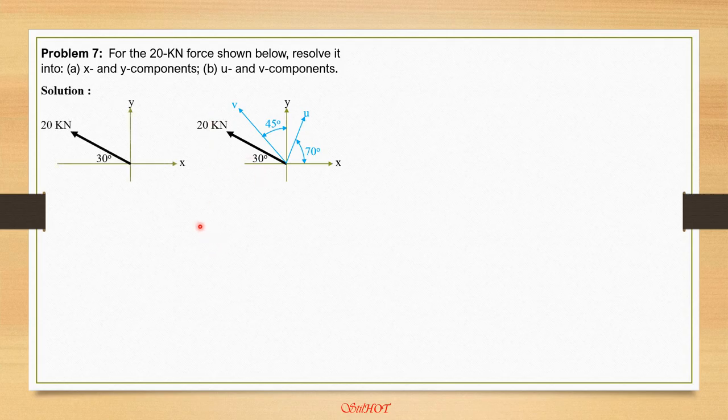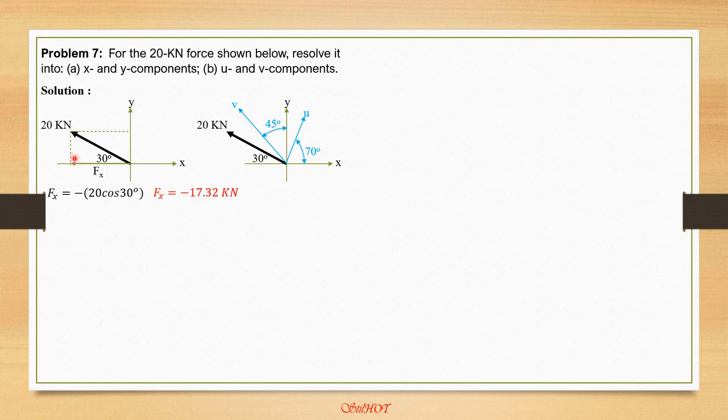So again, we draw horizontal and vertical lines from the tip of the 20 kilonewton load. So the parallelogram reduces to a rectangle. So this is Fx, which is expected negative. Or you may put here negative Fx, which is 20 cosine of 30 equals negative Fx. Or you may directly solve it as negative 20 cosine of 30 because it is directed to the left. So Fx is negative 20 cosine of 30 degrees. So Fx is negative 17.32 kilonewtons.